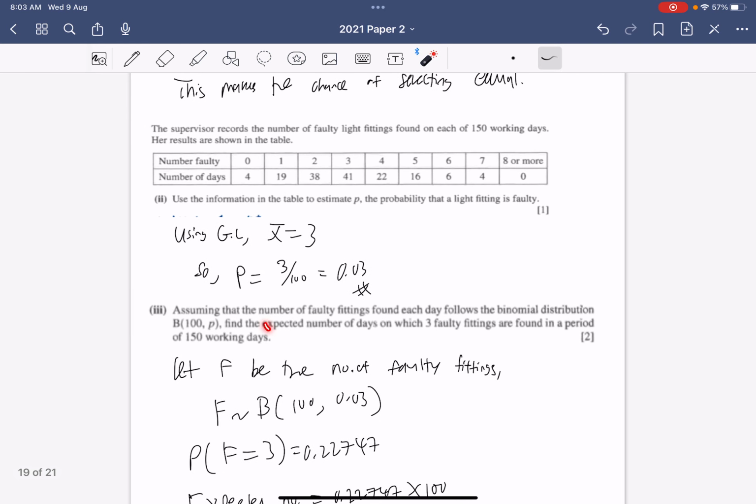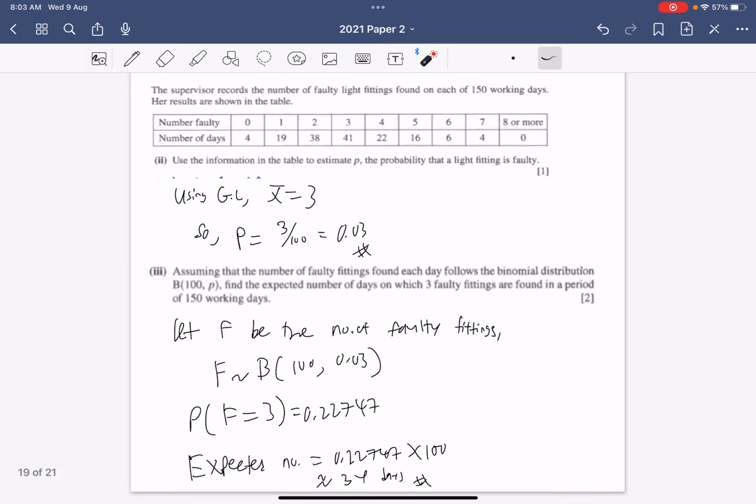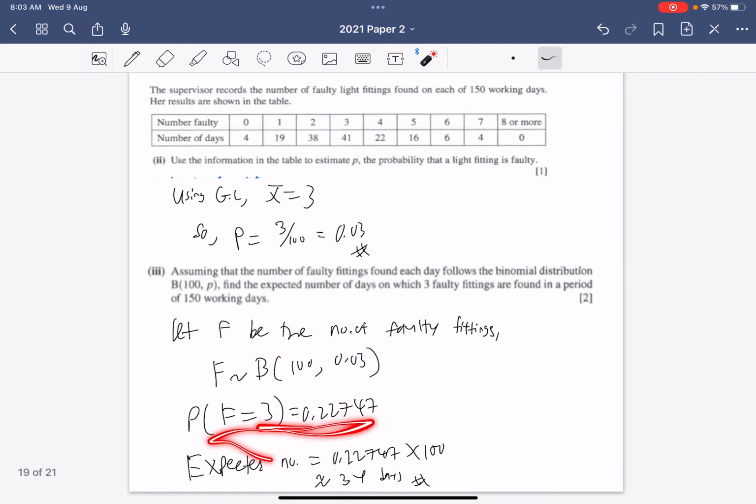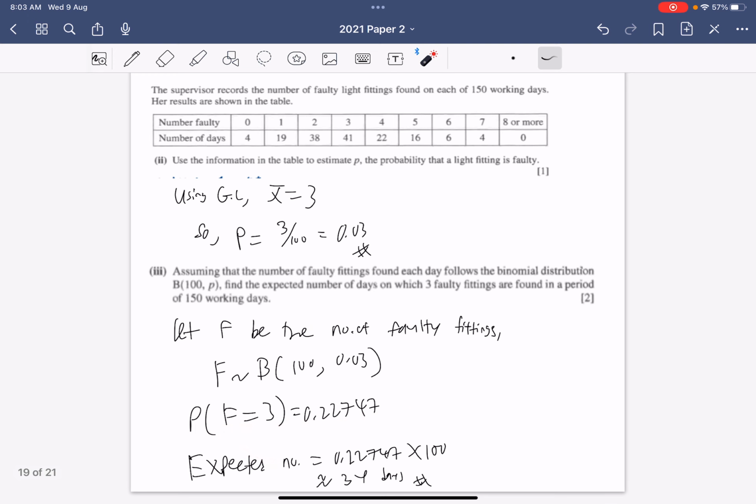Next, assuming that the number of faulty fittings each day follows a binomial, find the expected number. Well, so we just let F be the faulty and then binomial will be 100, but we know p is 0.03. So we just find F equals 3, which is 0.22747, and for the expected number, same thing. We just take this probability times 150 and you get 34.